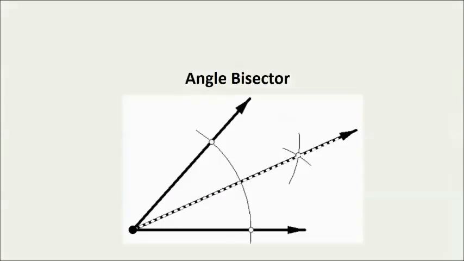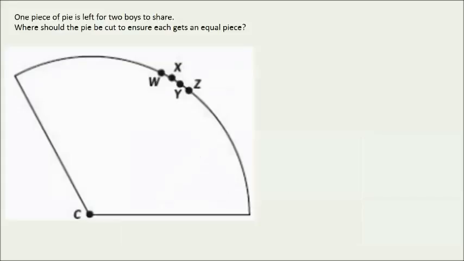Now let's create an angle bisector. One piece of pie is left for 2 boys to share. Where should the pie be cut to ensure each gets an equal piece? That is, I want to take that angle C and bisect it. So step 1, we'll place the point for the center of the circle on C.